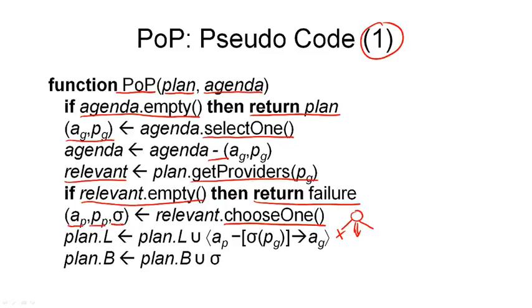Given our chosen resolver, we can now start to refine the plan accordingly. The first thing we do is add a causal link. The new causal link links our chosen provider, AP, to our consumer, AG. And the proposition that we're trying to protect is sigma of PG, the instantiated goal proposition. Note that this is the same as sigma of PP, as sigma unifies the two. In addition to this causal link, we also need to add new bindings to our variable binding constraints, and those are exactly those bindings that are defined by the substitution sigma. This is the first part of the algorithm, and the next part follows in the next slide.